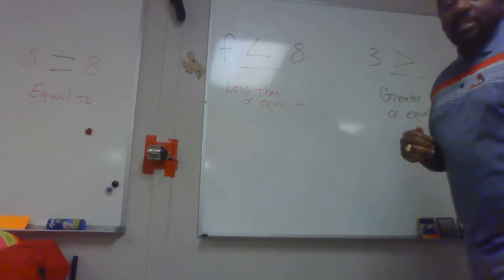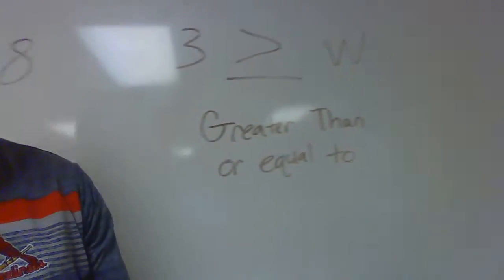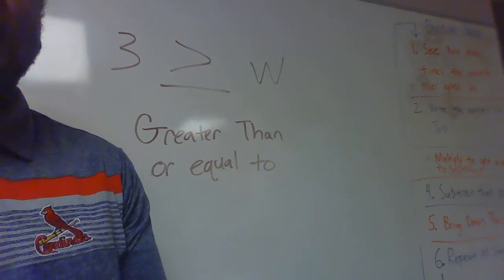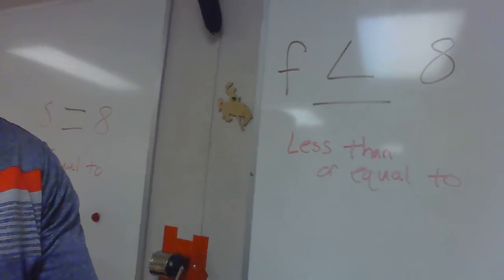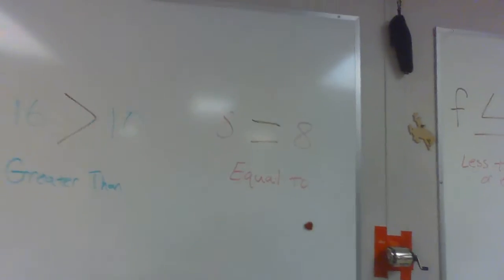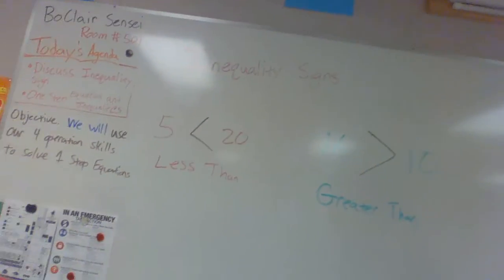Y'all, the main thing you guys just need to understand for class today, like I said, we are going to be doing some review of those one-step equations from yesterday, but mainly you need to understand what are these 5 signs called, because that will be the beginning of your assignment today. What are those 5 signs called?